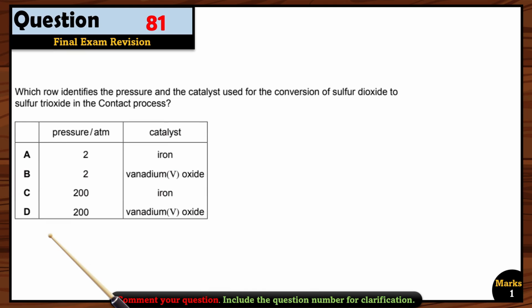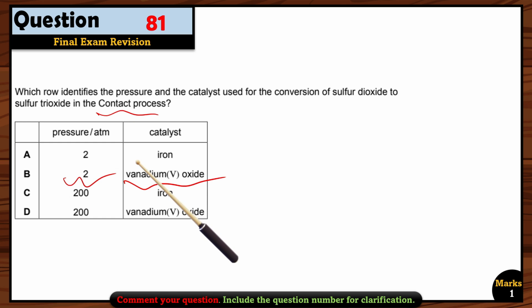Let's see another question. Which row identifies the pressure and the catalyst used for the conversion of sulfur dioxide to sulfur trioxide in the contact process? Now most of the students will think, okay, we already know the catalyst for the contact process is vanadium oxide. What is the trick in this question? And the pressure we already know is 2.